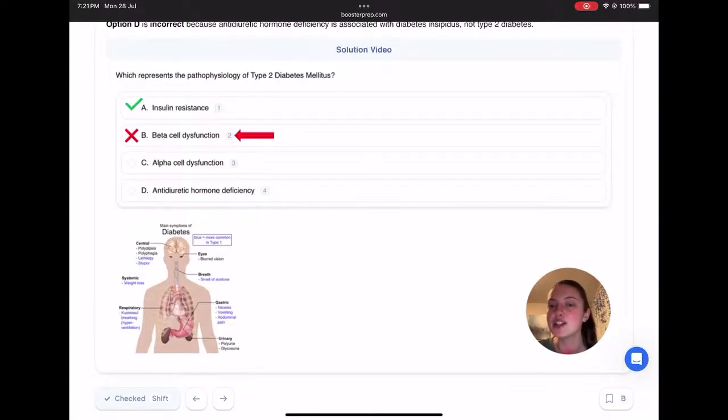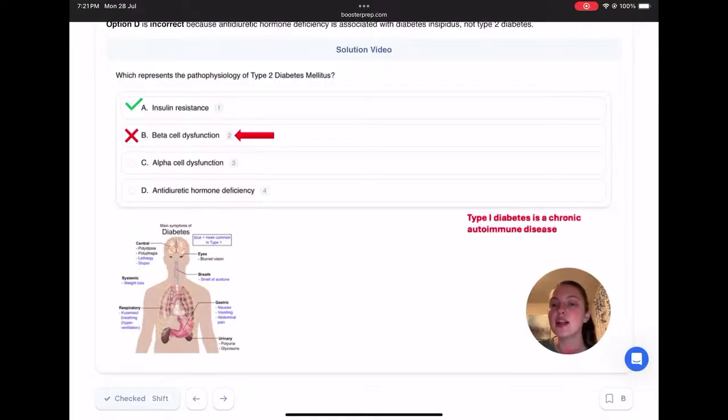Start with beta cell dysfunction. Now, this answer choice may have sounded tempting as you may associate beta cells with diabetes, and that is true, but this is the cause of type 1 diabetes and not type 2. Type 1 diabetes is a chronic autoimmune disease where the beta cells of the pancreas get destroyed by self-reactive T cells and autoantibodies. This results in absolute deficiency in insulin production.